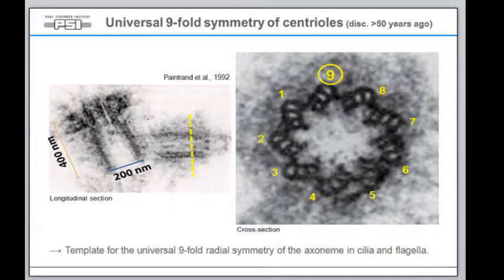This nine-fold symmetry is almost universally conserved throughout all organisms that contain centrioles. It was discovered more than 50 years ago, and it somehow remained a bit mysterious where this nine-fold symmetry arises from. Moreover, it is used as a template for the universal nine-fold radial symmetry of cilia and flagella, because it's this structure that templates the formation of cilia. And this nine-fold symmetry is then conserved also in these structures.